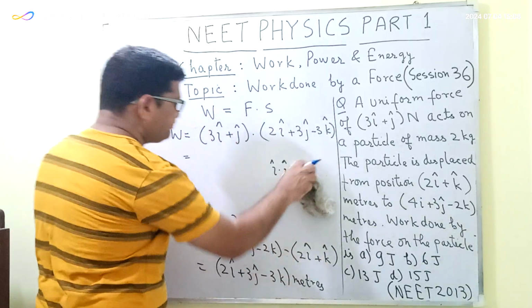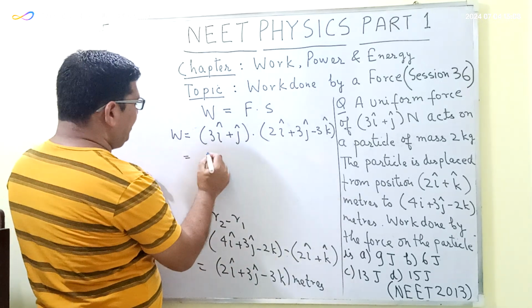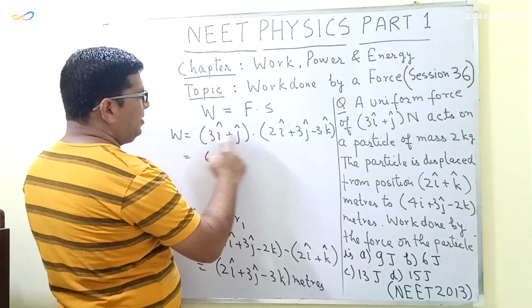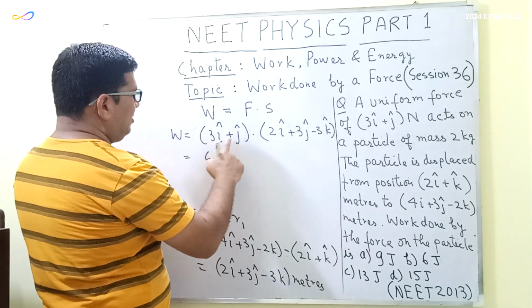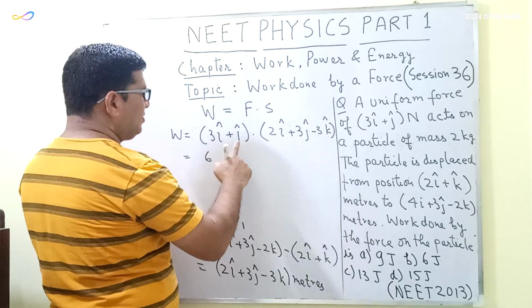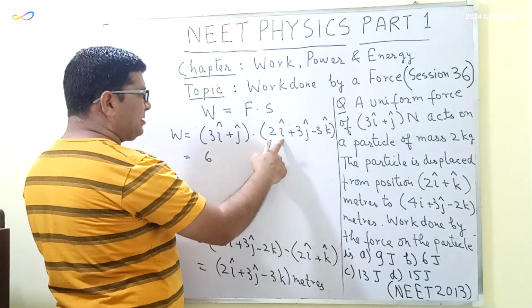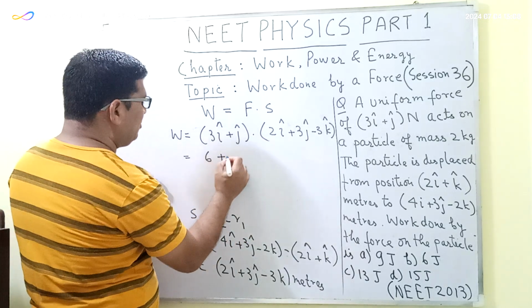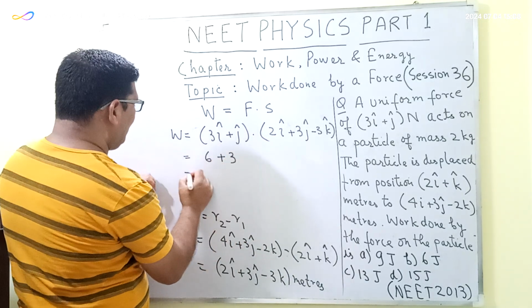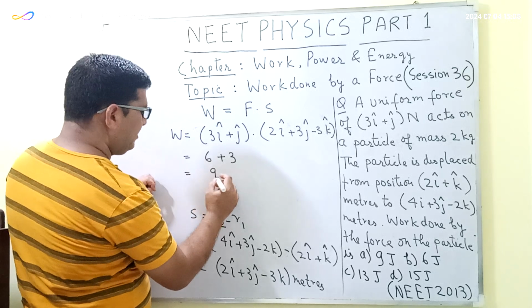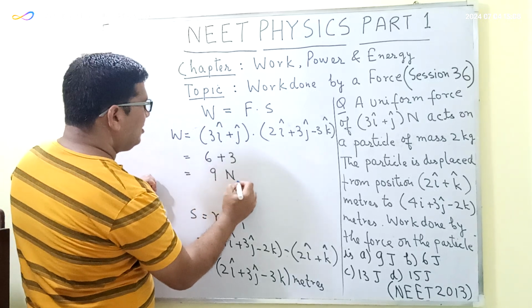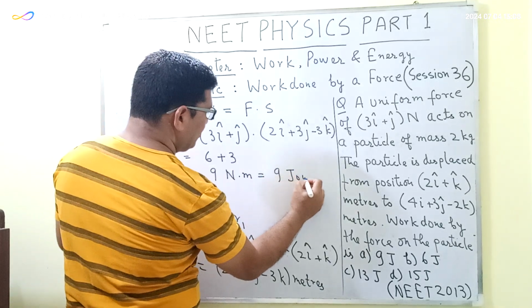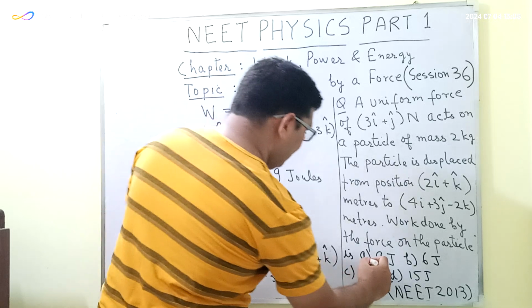So this will be equal to 3 i cap dot i cap, which is equal to 1, so 6. Now i cap dot j cap is 0, and i cap dot k cap is also 0. Now j cap dot i cap is also 0. j cap dot j cap is equal to 1. So this is equal to 3 plus 3. So the work done is equal to 9 newton meter, which is equal to 9 joules. So the correct option here is A.